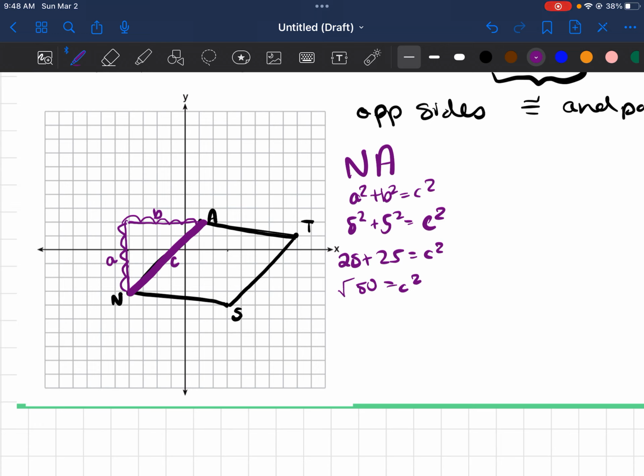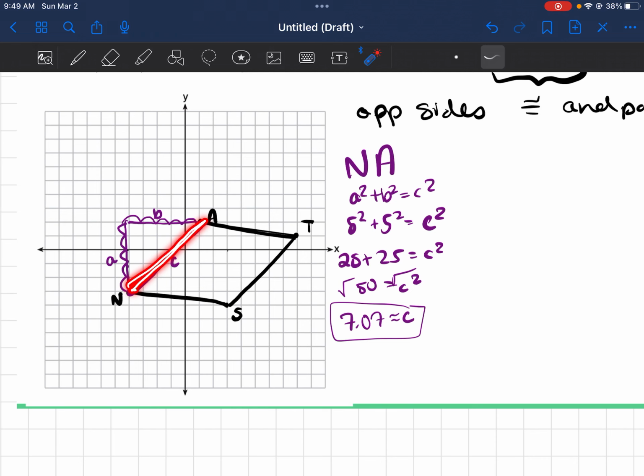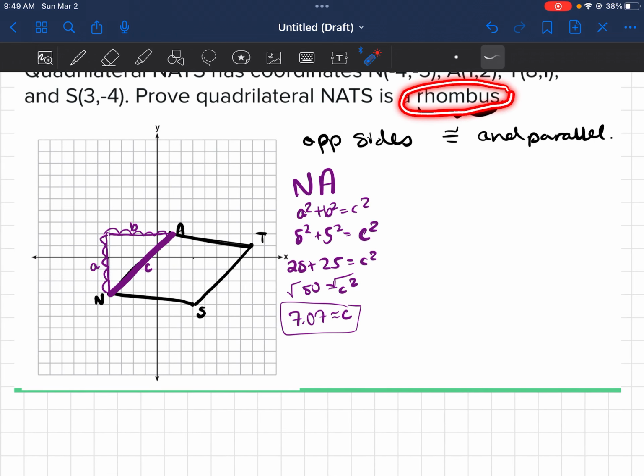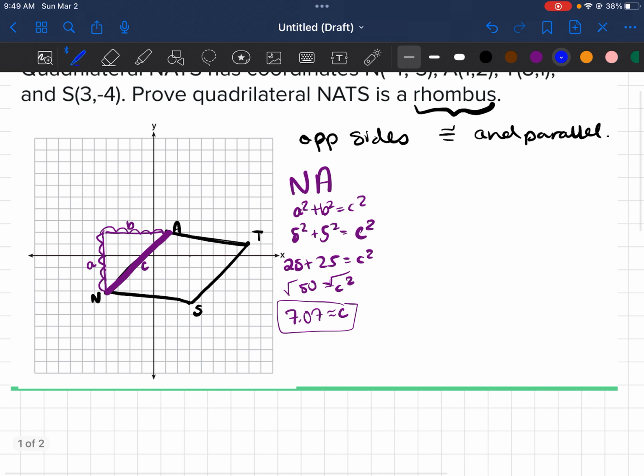I take the square root of both sides, and the square root of 50 in the calculator is about 7.07. So, using the Pythagorean theorem, I know that this side is worth 7.07 units long. Now, because this is a rhombus and it's telling me to prove it's a rhombus, I already know that this shape is a rhombus, but all of my work needs to prove it. So every time that I do the Pythagorean theorem here, I should be getting the exact same number. So I'm going to go ahead and do that, and you should pause the video and try it out on your own so you can see if you can get the right answer.